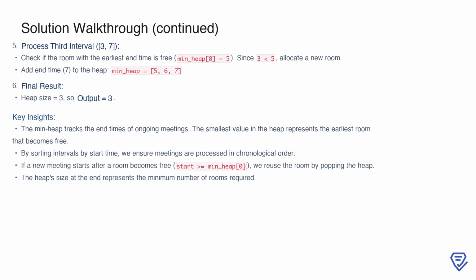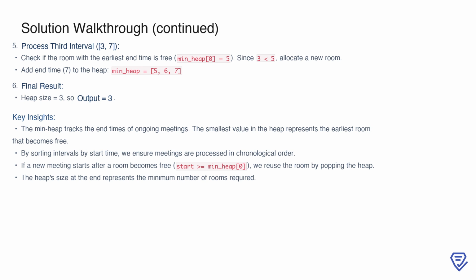Since the start time 3 is less than 5, the room is still occupied, so we allocate another new room. We add the end time 7 of the current interval to the heap. The heap now contains 5, 6, 7, representing 3 ongoing meetings. At the end of processing all intervals, the size of the heap is 3, which means we need a minimum of 3 meeting rooms.